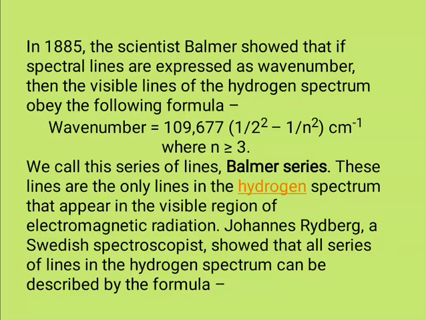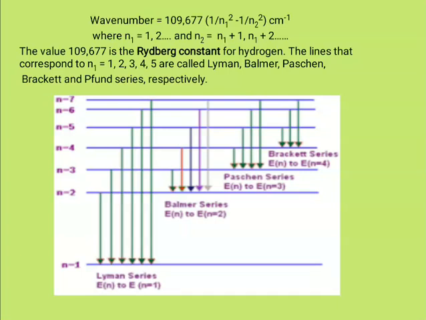When we substitute the value of n1 as 2, the same Rydberg's formula is called Balmer's formula. Actually it was broadly applied to all the types of lines by Rydberg, and that's why the basic formula is Rydberg's formula. As I explained, 109677 times (1 upon n1 square minus 1 upon n2 square) centimeter inverse, since it is a unit of wave number.